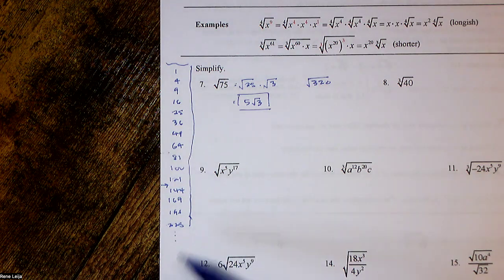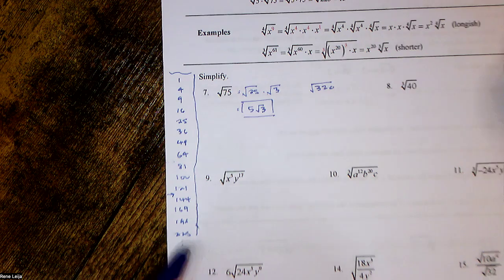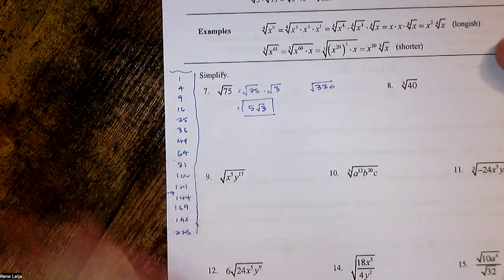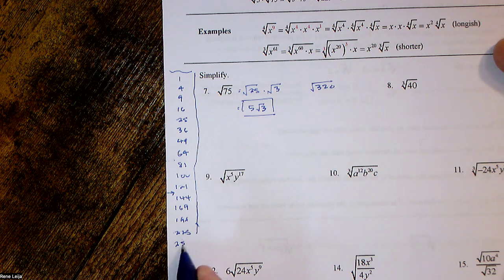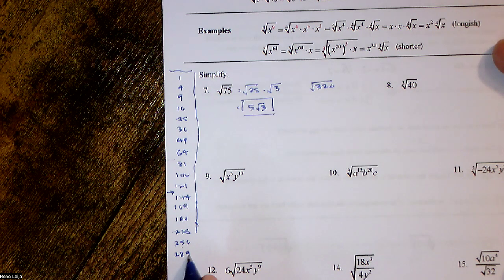So let's see. At 225, that was the square root of 15. 16 times 16, that's 256, because we're trying to find those. 17 times 17, that's 289. Let me just get a larger list here real quick. 324. Okay, there it is. And then I'll put dot, dot, dot. Okay, so 320 is going to fall in between here.